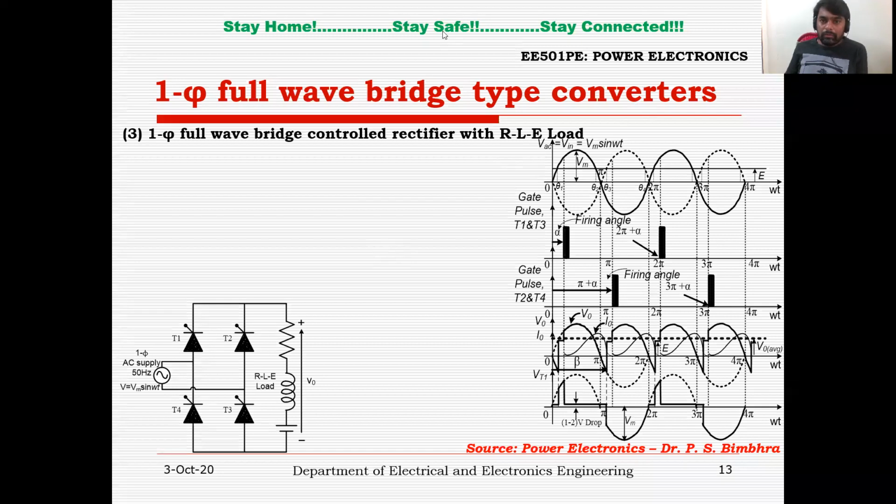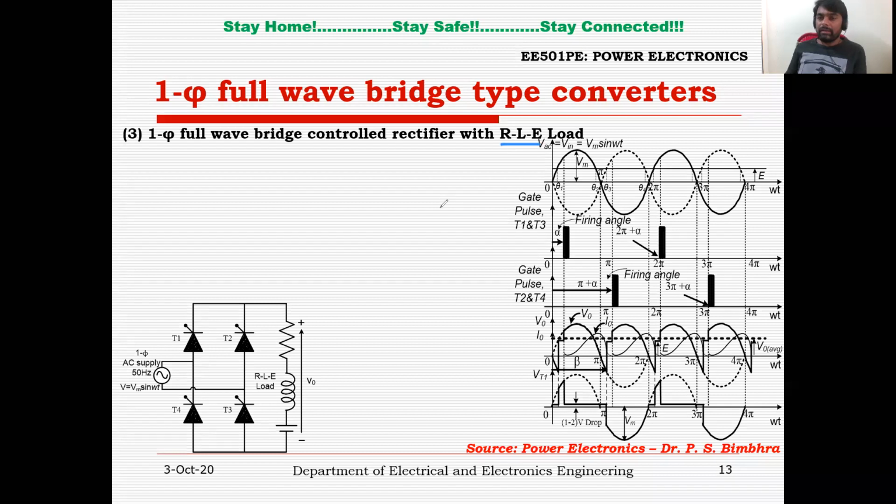Now we will go for one more load, which is the RLE load, where L is the inductance, R is the resistance, and E is the battery which is connected in series with R and L. So that you can see here. Now this is a circuit configuration, which is in the form of a bridge. So this bridge is converting the AC into variable DC across the load. Now these are the expected waveforms, right?